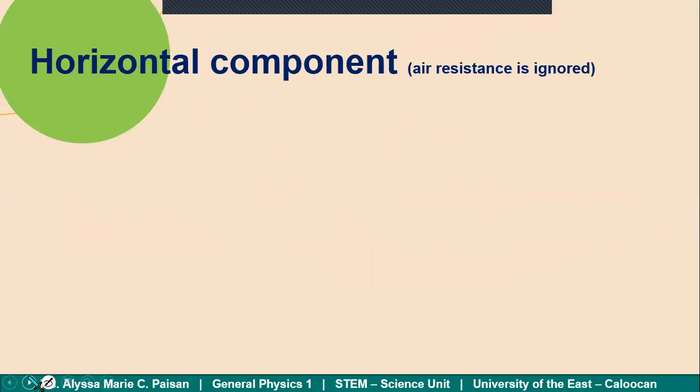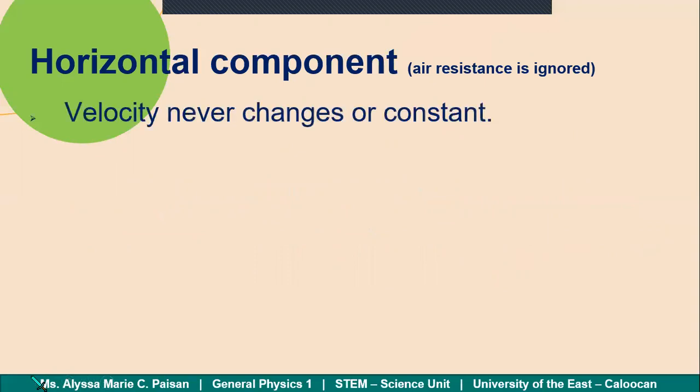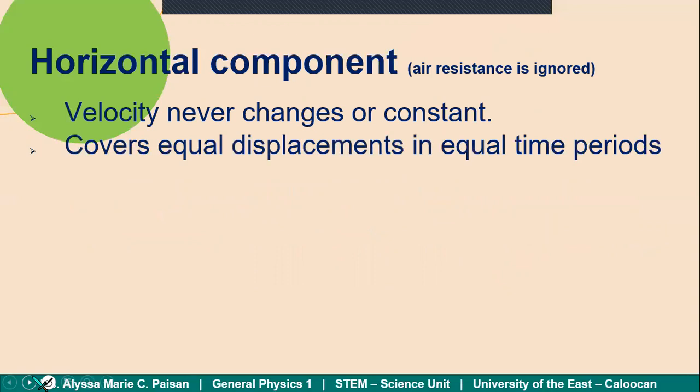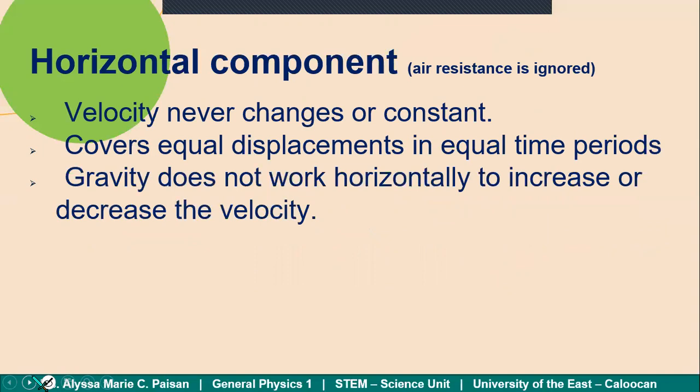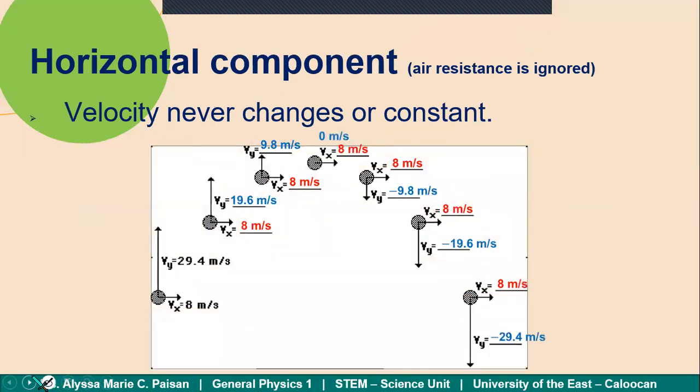Now let's describe the horizontal component. And again, air resistance is negligible or ignored here. First characteristic, velocity never changes or constant. Second, covers equal displacements in equal time periods. And lastly, gravity does not work horizontally to increase or decrease the velocity. Isa-isahin natin, ha? Let's have the velocity never changes or constant. Look at the diagram. At t is equal to 0, notice that the v sub x, or again, the velocity along the horizontal axis, or pwede rin natin tawagin.